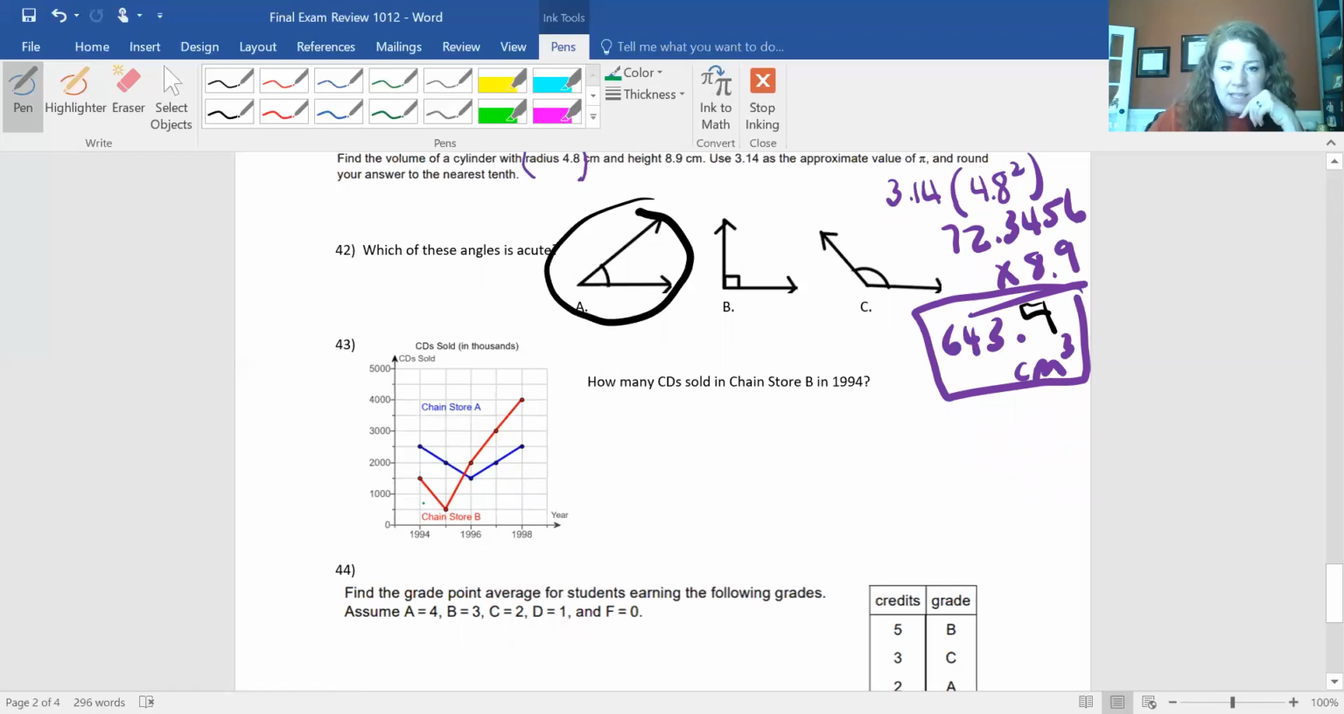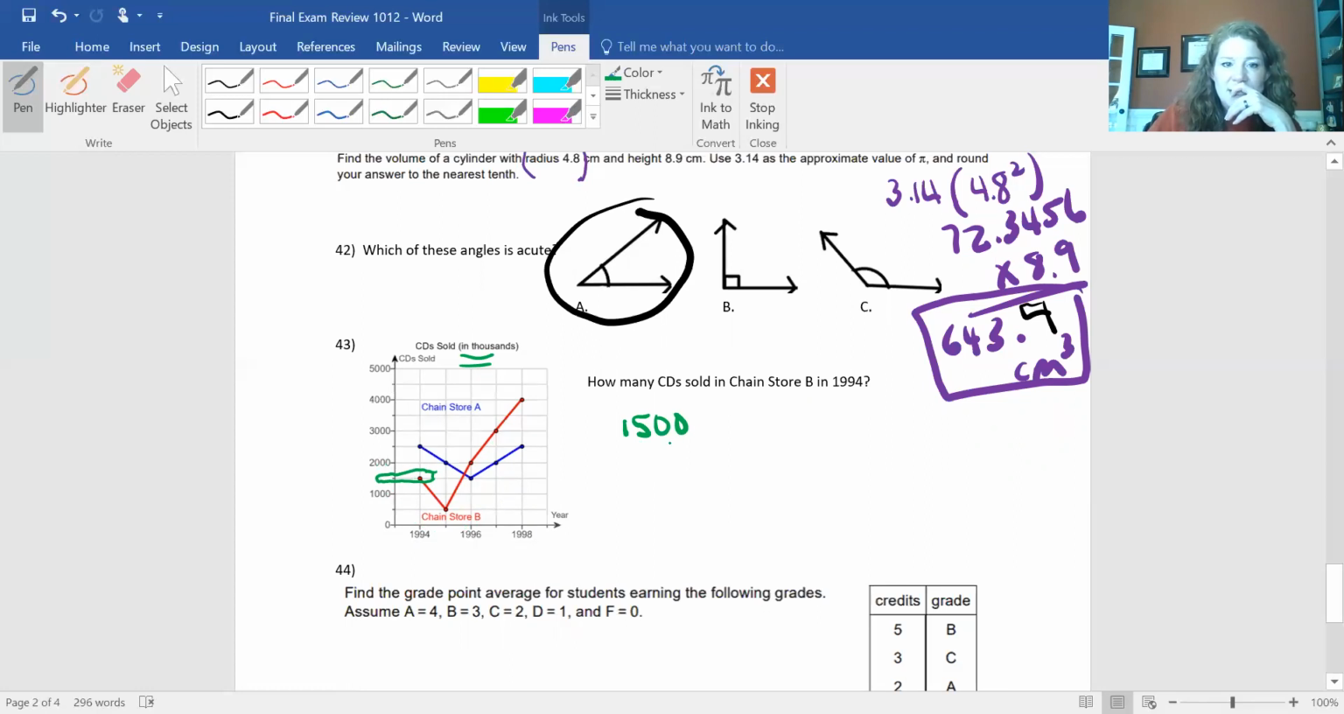So you look at the key, the red one is chain store B, and we want to find 1994, so we're going right here. So what is this measurement? Well, here's 1,000, here's 2,000, so halfway in between would be 1,500. But if you look at the directions, it says in thousands. So you got to think of this as 1,500 thousands, right?